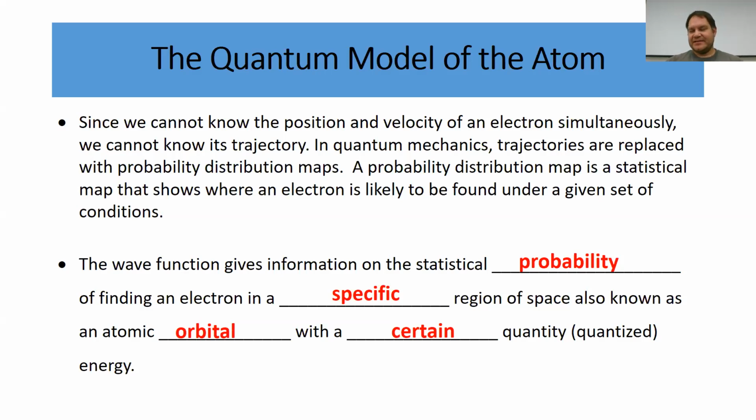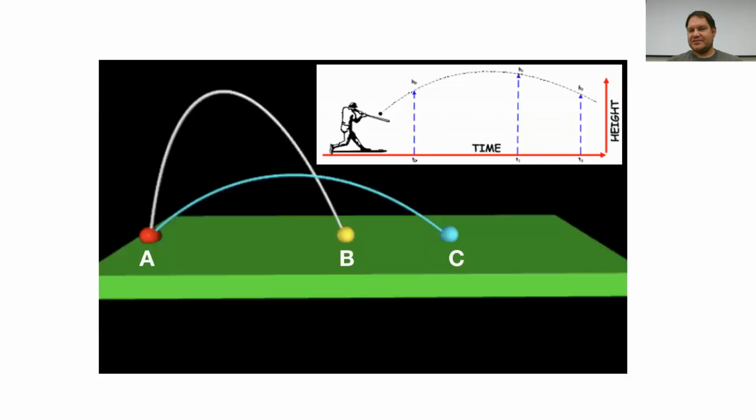In quantum mechanics, then, trajectories are replaced with what we call probability distribution maps. We're going to look at those very closely in a moment. A probability distribution map is a statistical map that shows where an electron is likely to be found under a given set of conditions. So I'll come back to the rest of this, but let me talk to you about trajectory in the classical sense.